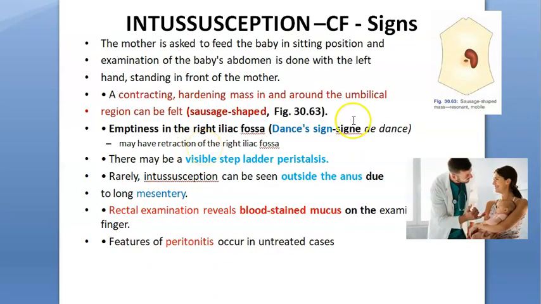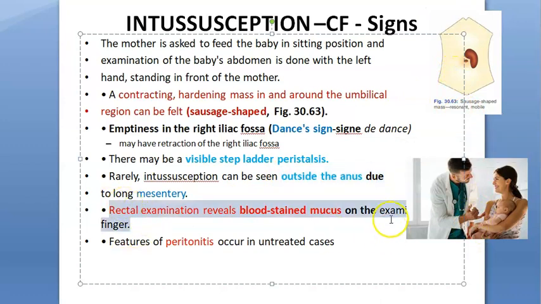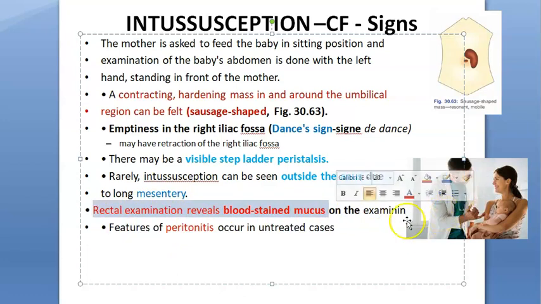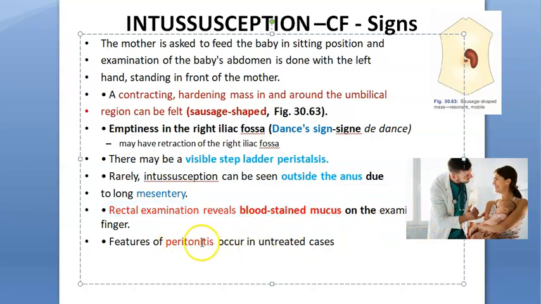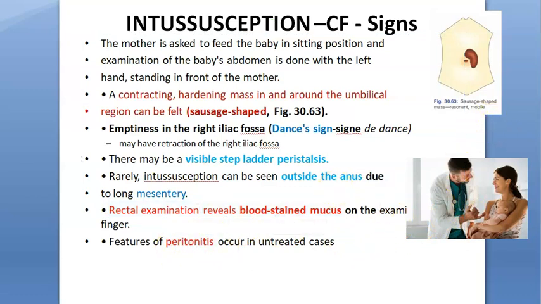The clinical signs are that you will feel a hard mass contracting around the umbilicus. This is a sausage-shaped mass. In the right iliac fossa, you will see that there's emptiness because of the pulled parts of the right iliac fossa. That's called the Dance sign. Then visible step-ladder peristalsis. Sometimes if the mesentery is so long, this part of the intestine can actually be seen outside of the anus. Whenever you do a rectal examination in a child, you can see blood-stained mucus, right? You will see blood-stained mucus, and peritonitis can occur in an untreated case.